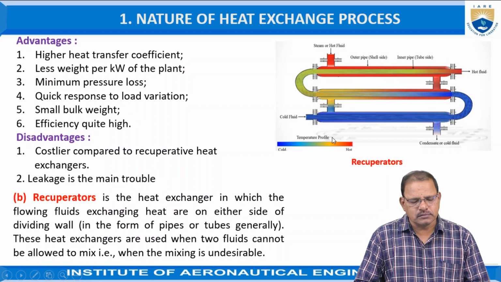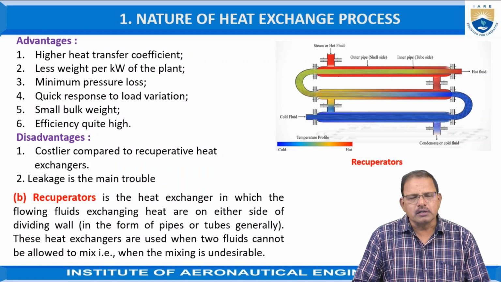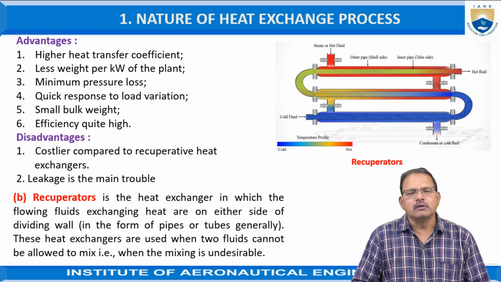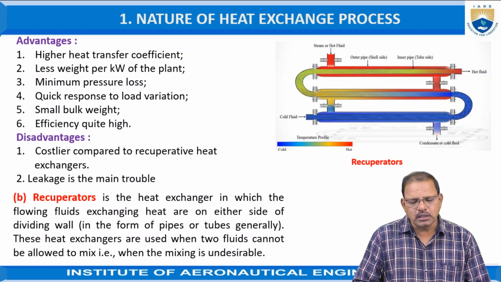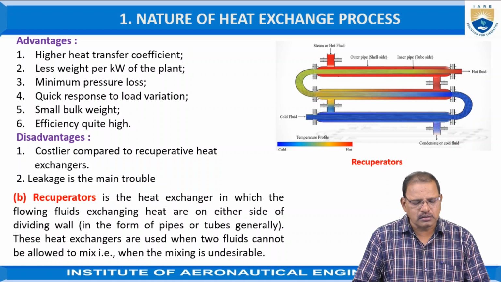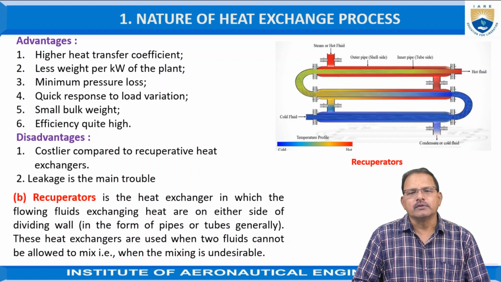The advantages of indirect heat exchangers: higher heat transfer coefficient, less weight per kilowatt of the plant, minimum pressure loss, quick response to load variation, small bulk weight, and quite high efficiency. The disadvantages, when compared with direct heat exchangers: the cost involved is very high, and sometimes leakage is also the main trouble in indirect contact heat exchangers.